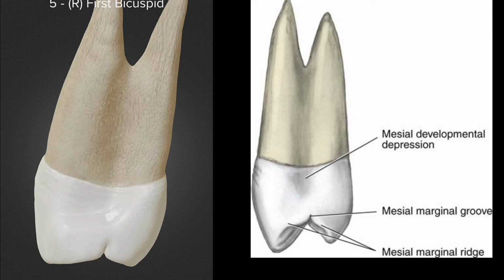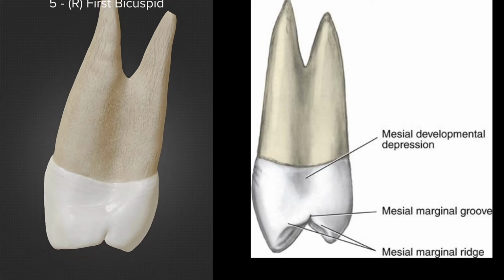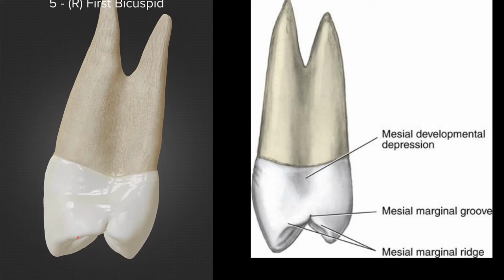Also, there is a well developed developmental groove in the mesial marginal ridge. So this is the mesial marginal ridge, and you can see there's a groove-like structure here, which is well developed in the mesial aspect. Both roots are visible, that is the buccal root and the lingual root, as you can see.